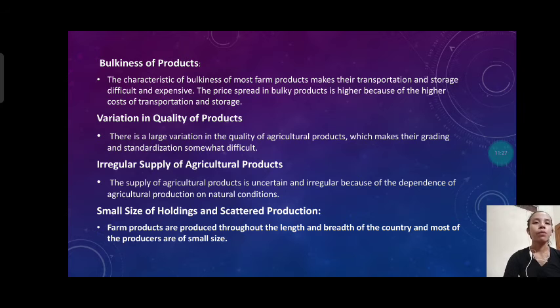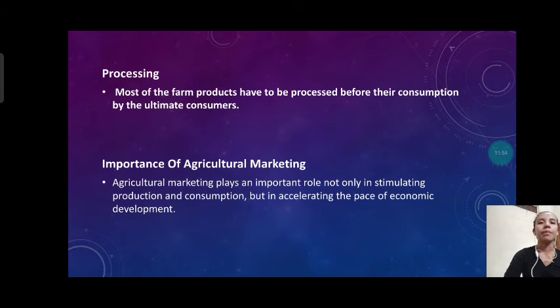Irregular supply of agricultural products. The supply of agricultural products is uncertain and irregular because of the dependence of agricultural production on natural conditions. Small size of holding and scattered production. Farm products are produced throughout the length and breadth of the country, and most of the producers are of small size. The last is processing. Most farm products have to be processed before their consumption by the ultimate consumer.